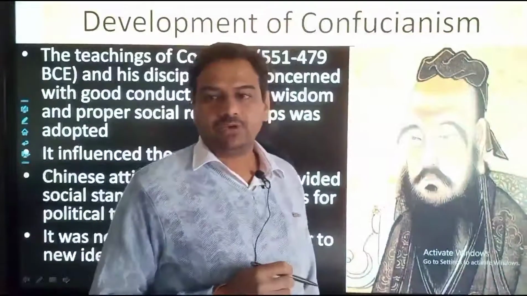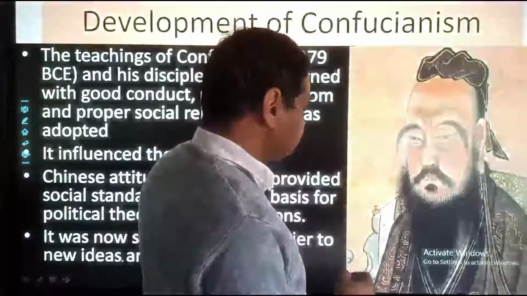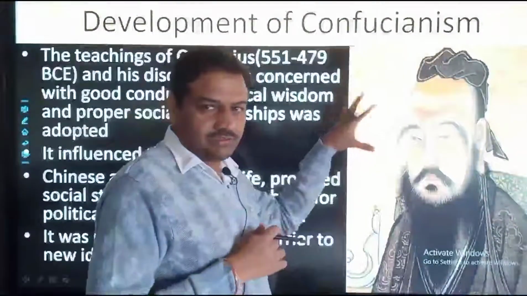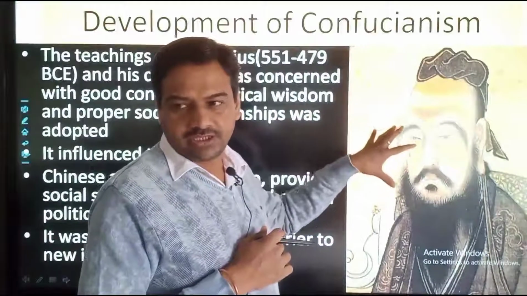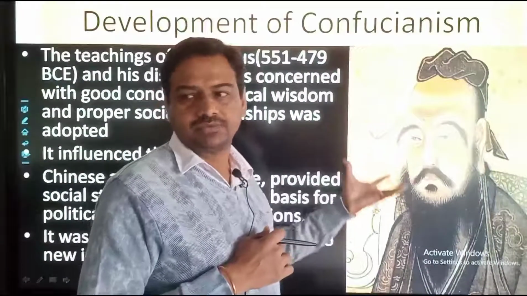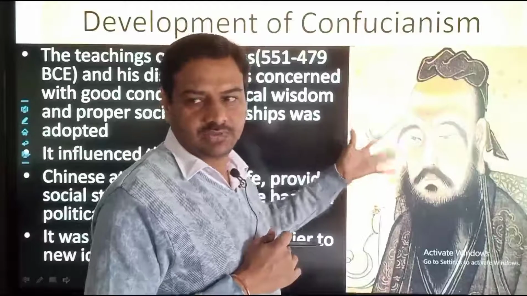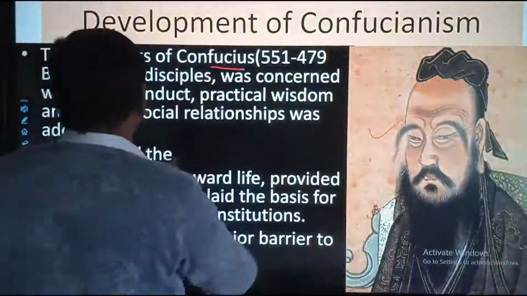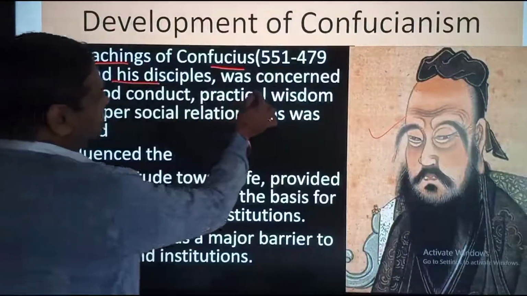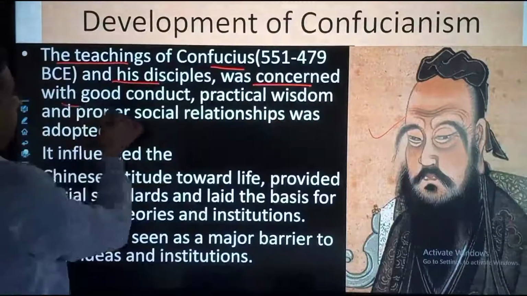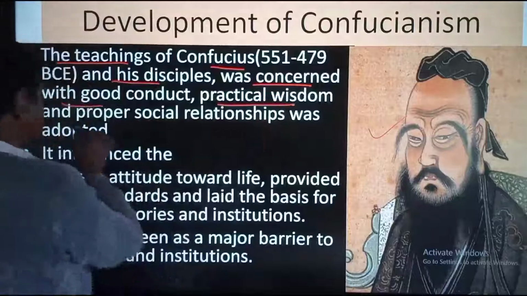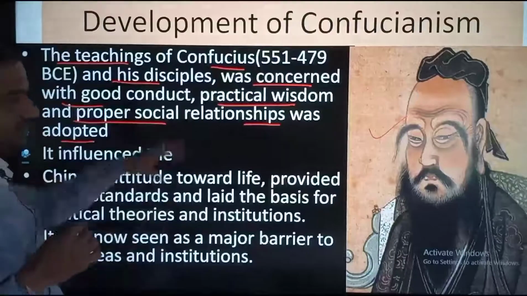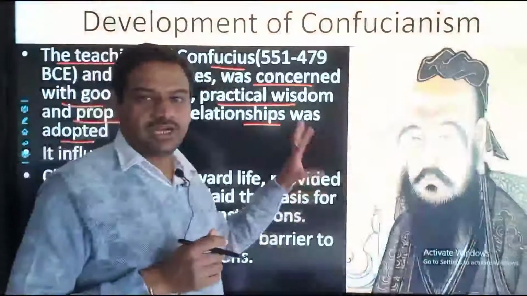Now, development of Confucianism. Confucius used to be a religious leader of China. This was also the beginning of the old religion of China. Confucianism was the old religion of China. Then Buddhism reached China from India. The teaching of Confucius and his disciples was concerned with good conduct, practical wisdom, and proper social relationships. So Confucianism was full of idealism.